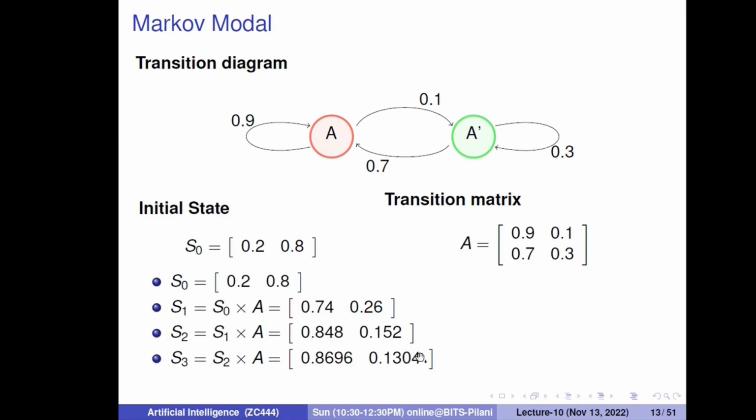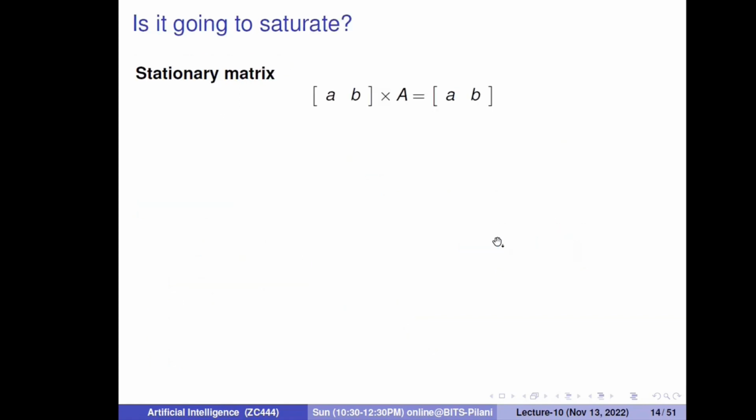So the question is whether it would become 0 or not. My point is that it would never become 0. I want to find out how. There is a very interesting concept called the stationary matrix. Let's assume that after some time, call it AB, when you multiply with A, it does not change and again remains AB.